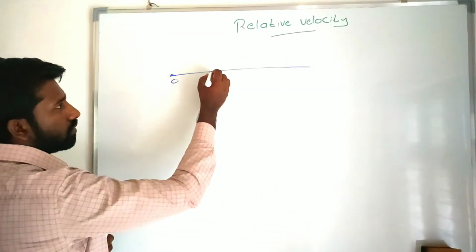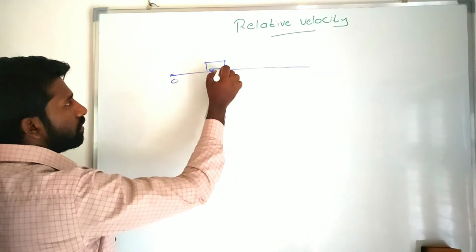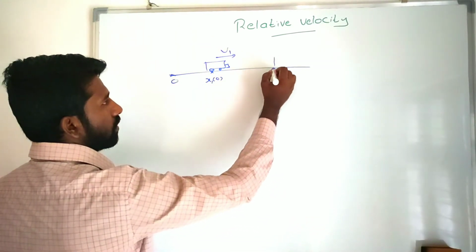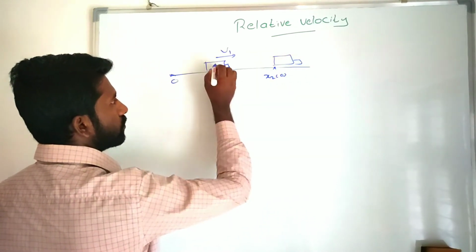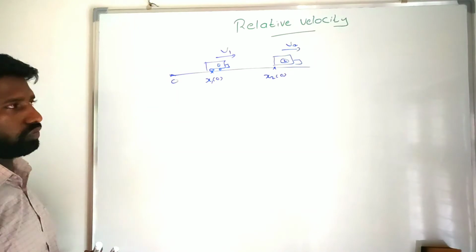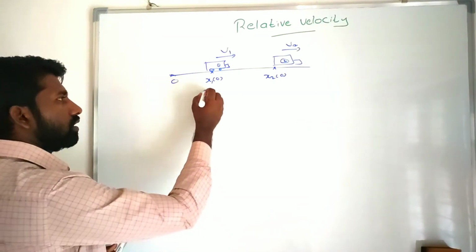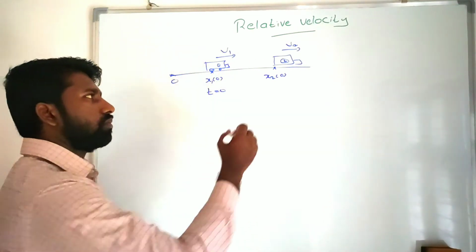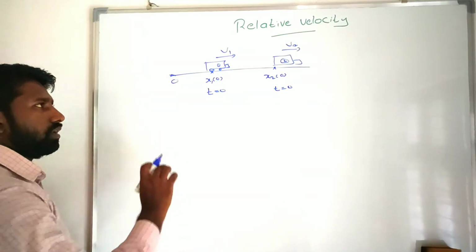This is the origin. Position x1 of 0 is body 1, moving with the velocity v1. Another position x2 of 0 is body 2. This is the first body, this is the second body, and the second body moves with the velocity v2. At t equal to 0, the first body is at x1 of 0 and the second body is at x2 of 0. Okay, this is the initial position.